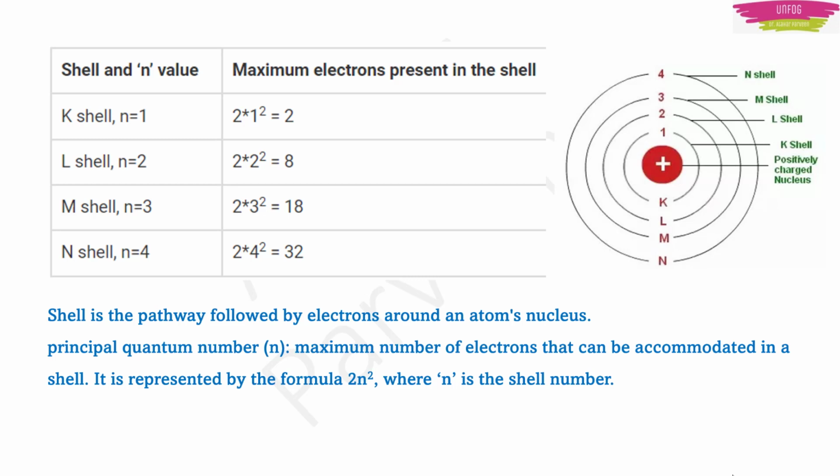Now what is a shell? A shell is nothing but the pathway followed by electrons which are revolving around the atomic nucleus. So you should remember the meaning of this shell and what this principal quantum number n is, because we will use them very frequently now.